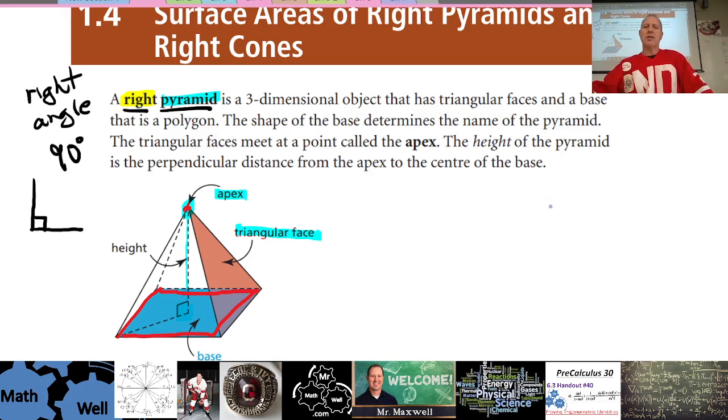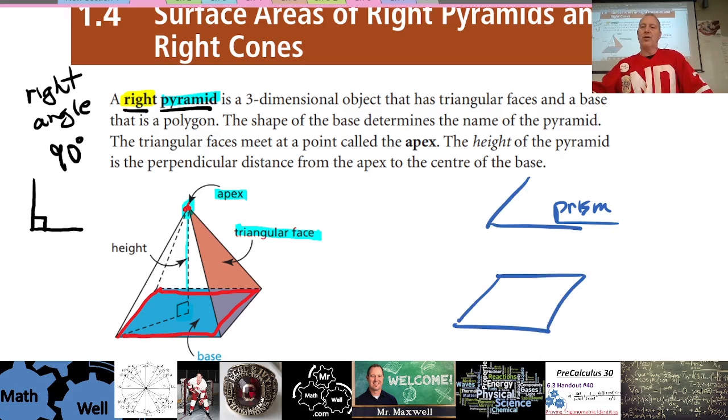Now the other type of shape that you should know about is a prism. You guys heard that before, the prism? A prism is kind of like a pyramid, but it's got an identical base and top. Okay? That's what a prism is. So the bottom and the top are the same. And a pyramid is different in that the top is just a point.